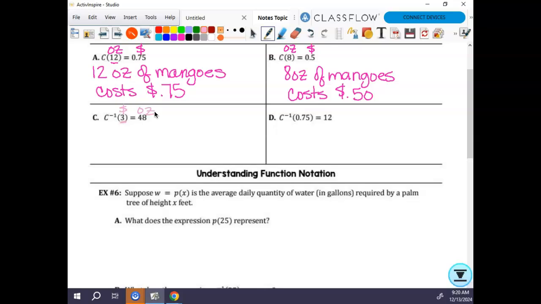Now, technically, the way we would write this, because usually when you're doing the inverse, like I would say, okay, I've got 12 ounces of mangoes. How much is this going to cost me? But then I could go into the store and I could be like, I got $3. How many mangoes can I buy, right? So then what this is telling me is that $3 will buy 48 ounces of mangoes.